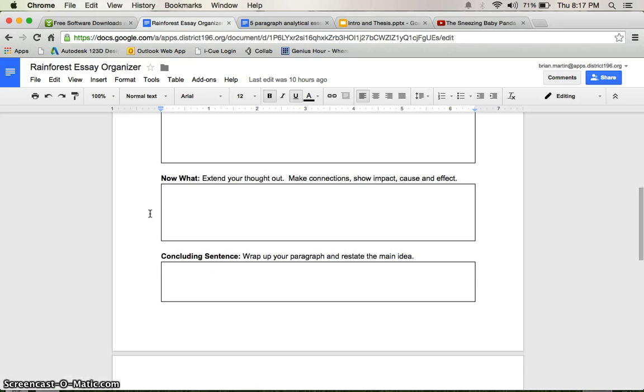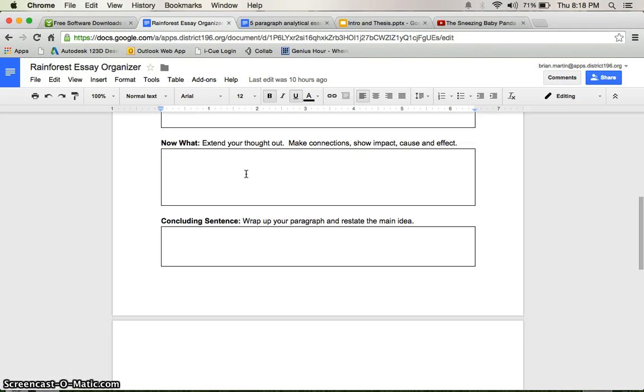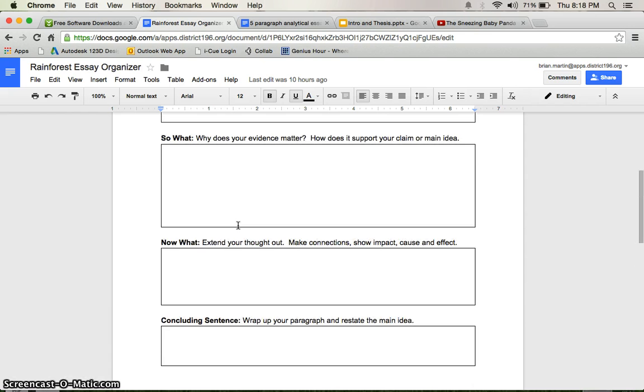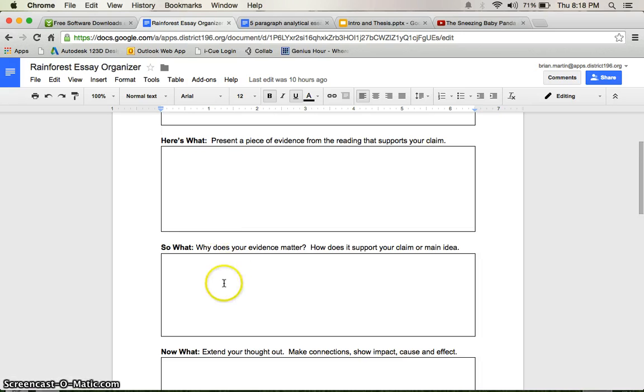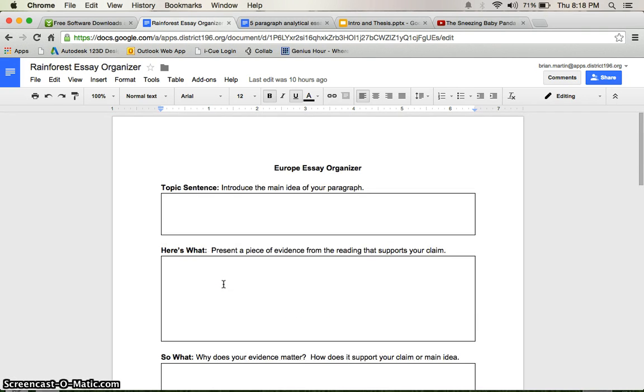The now what is where you're going to extend that thought out. Again, this is where you show the connections that you're going to make, the impact, the cause and effect. This is really going to be used a lot more during your second and third main points. Then you wrap up each paragraph with a concluding sentence. So again, you can jot these down as notes, but when you end up typing this together, this will make a pretty substantial paragraph.